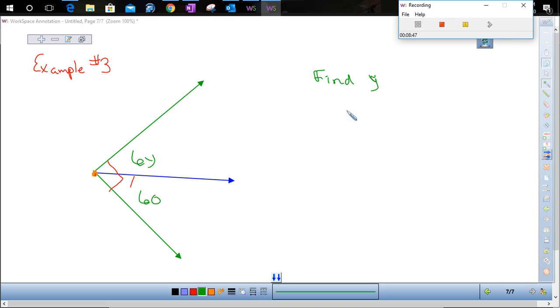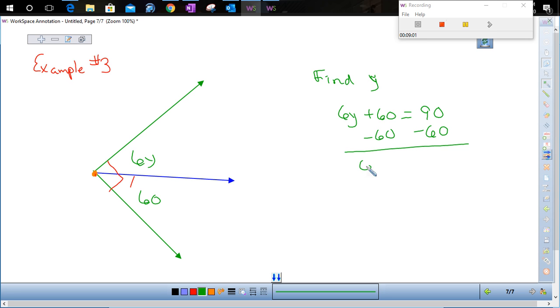Okay, so I'm going to work through mine. You can check your work. You should have written down that 6y plus 60 is equal to 90. You should have subtracted 60 from both sides. You would have had 6y is equal to 30. Divide everything in the problem by 6, and we get y is equal to 5.